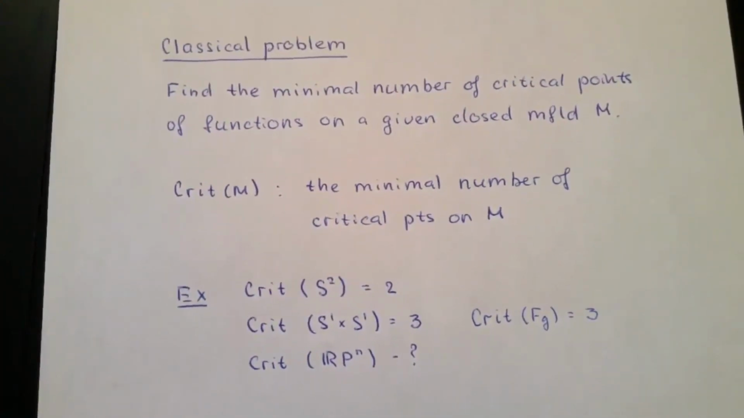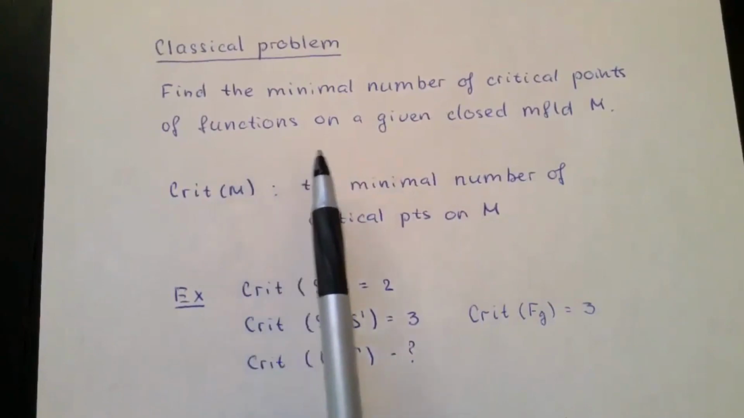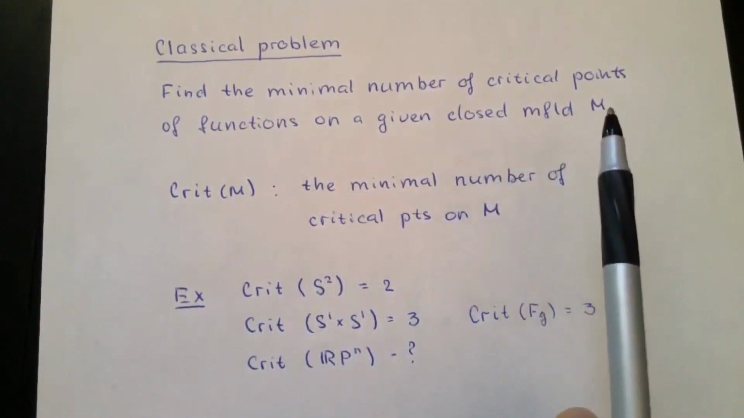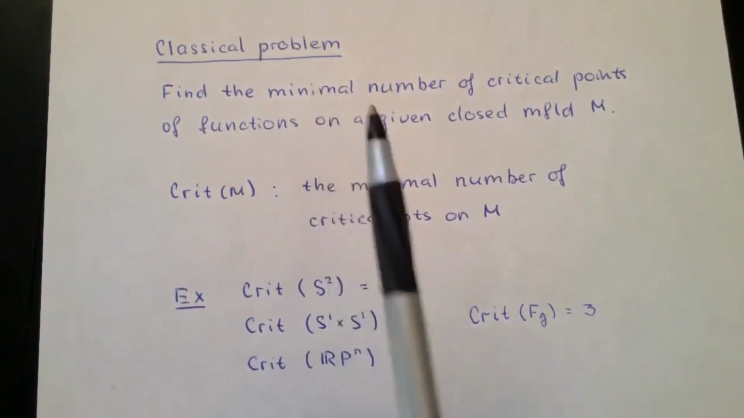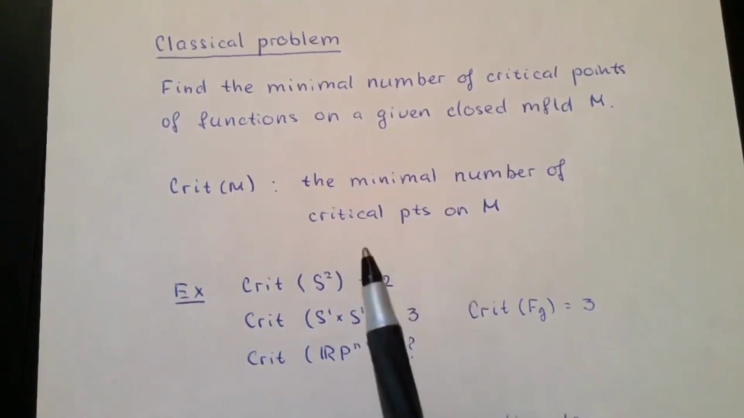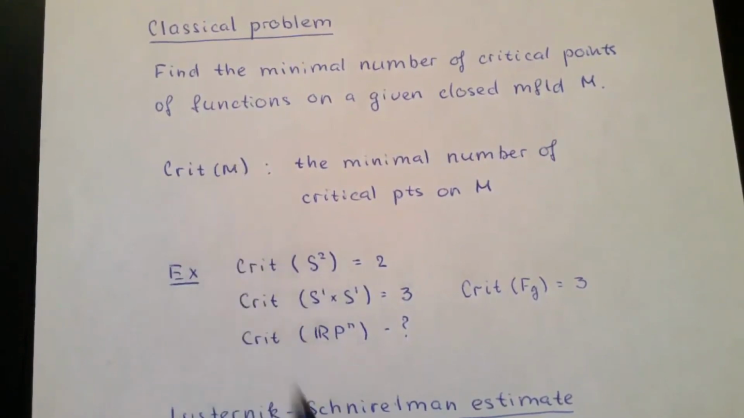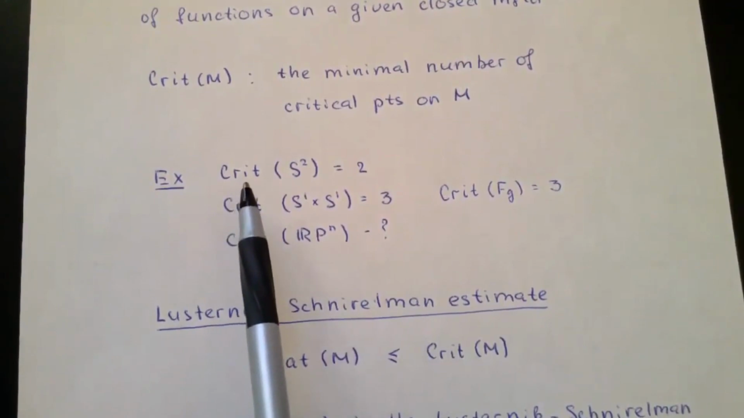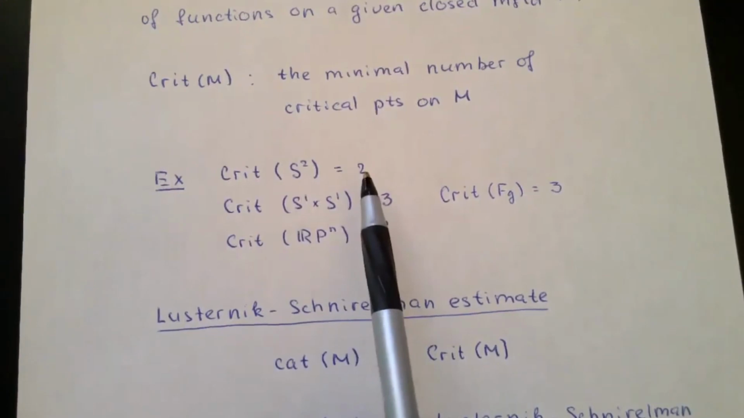Today I will discuss a classical problem which asks to find the minimal number of critical points of functions on a given closed manifold M. So here, the manifold M is closed, and we are looking for an efficient function which has the minimal number of critical points possible. Such a minimal number is denoted by crit of M. For example, the minimal number of critical points on the two-dimensional sphere is 2.